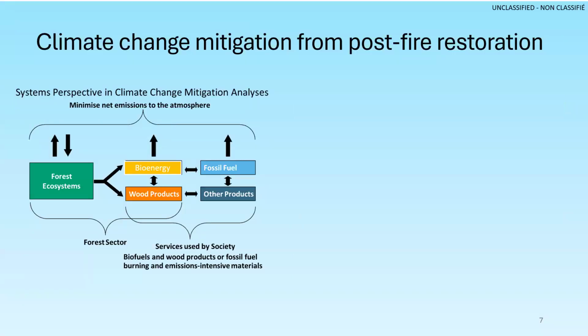And to do that, we use a systems approach. So we consider how can we minimize the net emissions to the atmosphere. And that includes the forest ecosystem, as well as the services used by society. So we can have bioenergy and wood products. We can have burning of fossil fuels and other emissions-intensive materials.